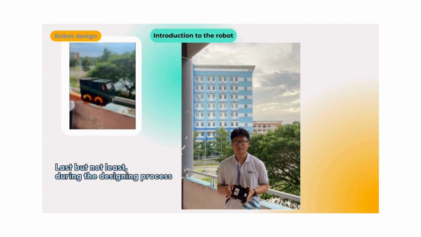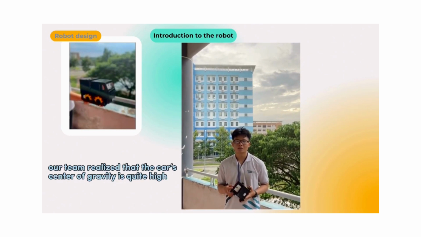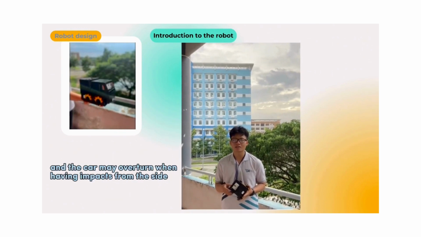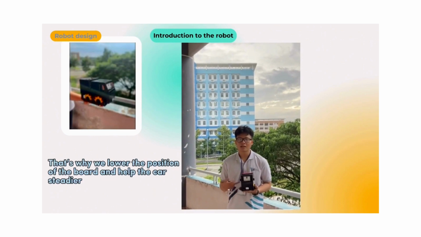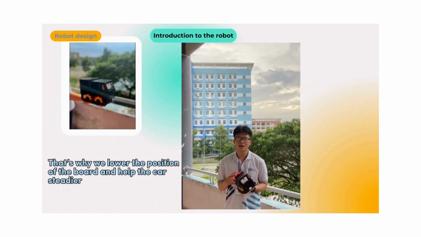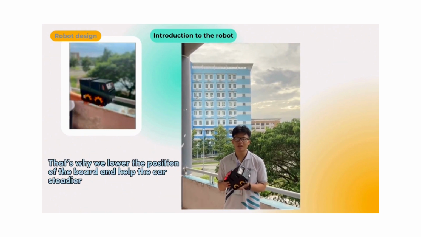Last but not least, during the designing process, our team realized that the car's center of gravity is quite high and the car may overturn when having impact from the side. That's why we lowered the position of the battery and made the car steadier.